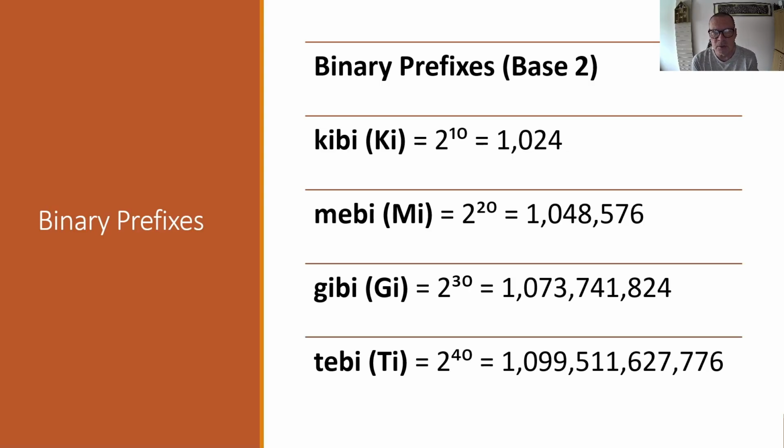So all the binary prefixes are powers of 2. A kibi is 2 to the 10, a mebi is 2 to the 20, and so on. So every time you go up from kibi to mebi to gibi to tebi and so on, you're increasing the number of bytes by 1024 times.